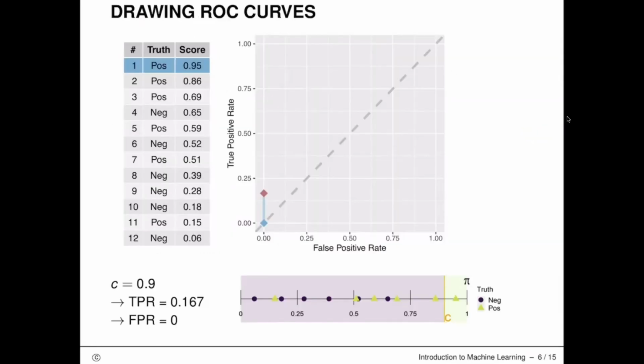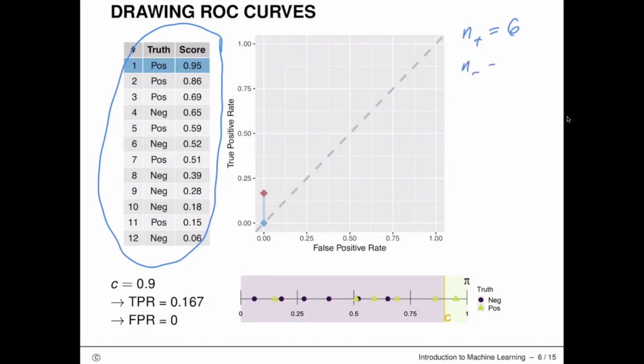Okay, let's look at this in a practical example. If you look at the table here on the left side, we have 12 observations. And if you count the true labels, the positives and the negatives, you will see that we have 6 positives and 6 negatives.